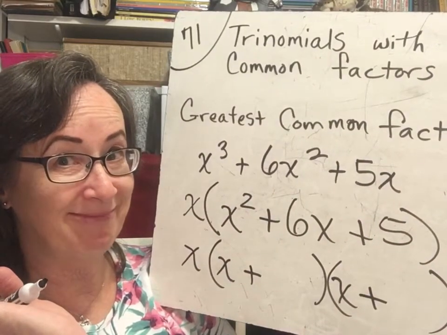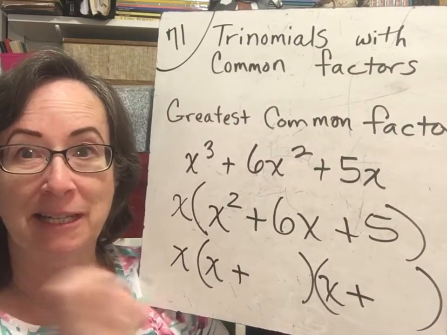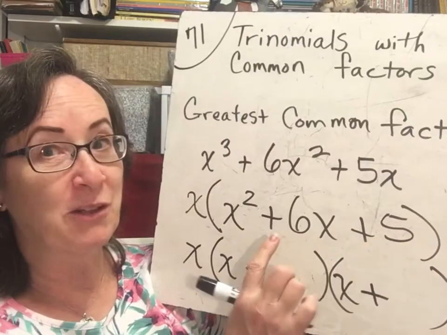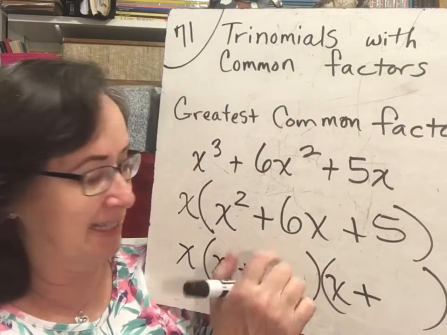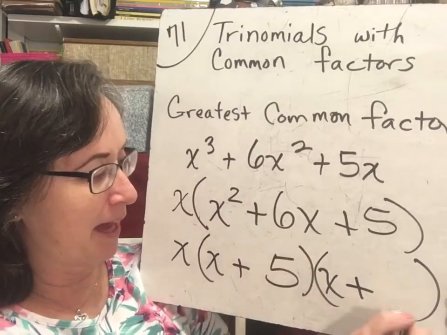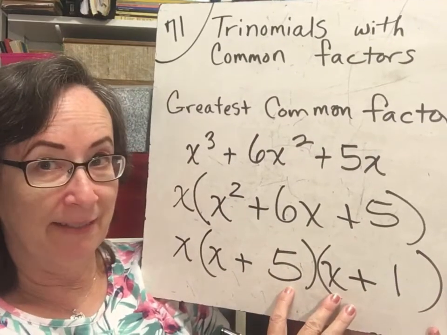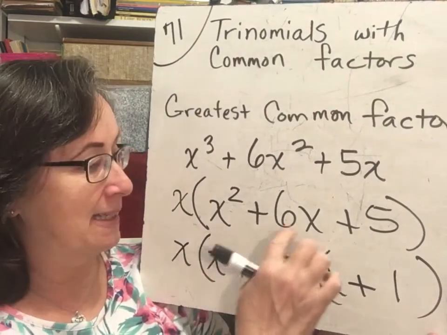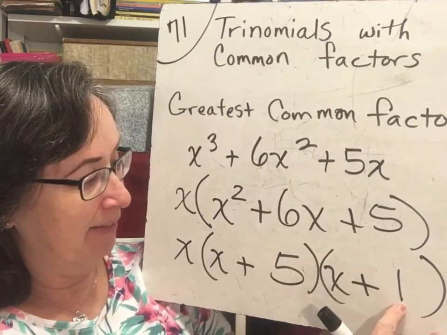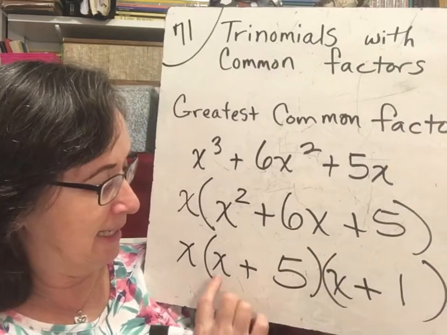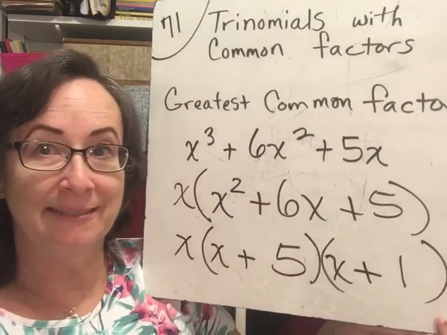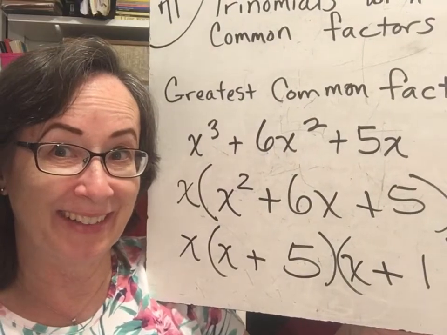5 times 1, that's the only factor of 5 because 5 is prime. So 5 plus 1 is 6. Therefore, we're going to put a 5 and a 1. 5x plus 1x is 6x. And then we have the 5 on the end and the x squared on the front. And we are done with example 1.